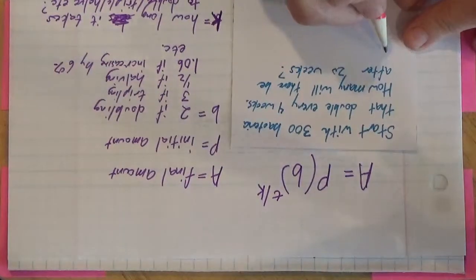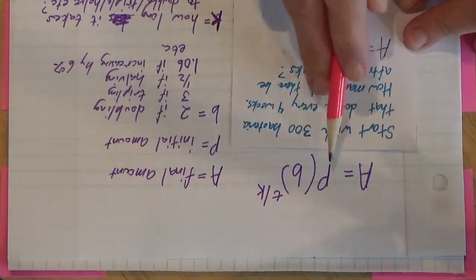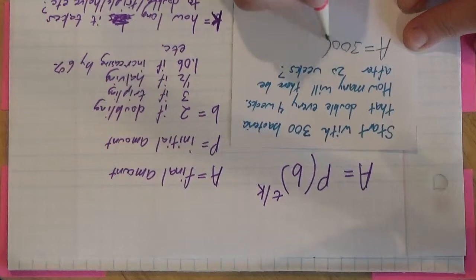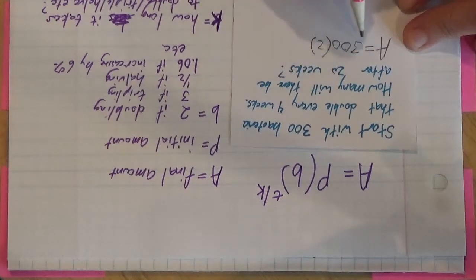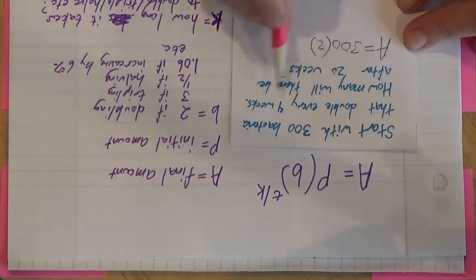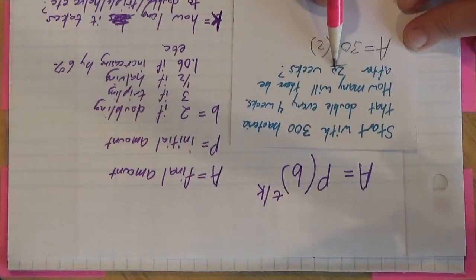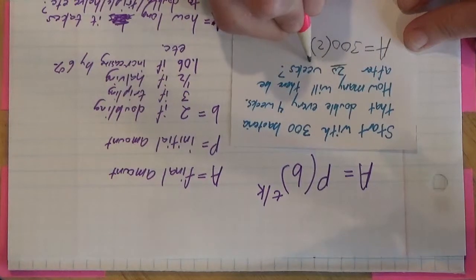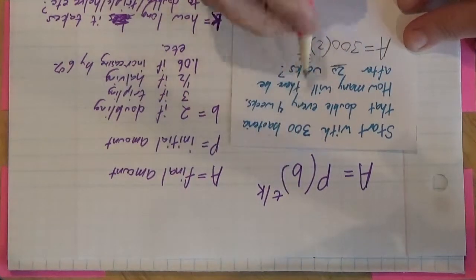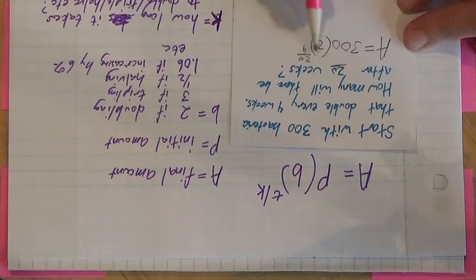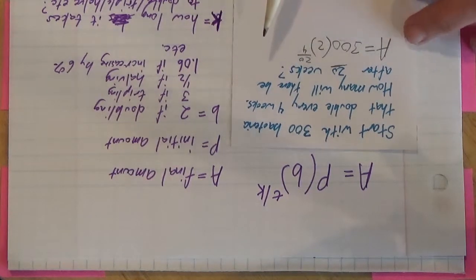Okay, so our final amount is going to be our initial amount, which gets doubled every 4 weeks. So I'm going to multiply this 300 by 2 a bunch of times. And if it's getting doubled every 4 weeks, if I'm going for 20 weeks, it'll get doubled 5 times, right? 20 weeks divided by 4 is how many times this will be multiplied by 2. Kind of makes sense if you think about it.